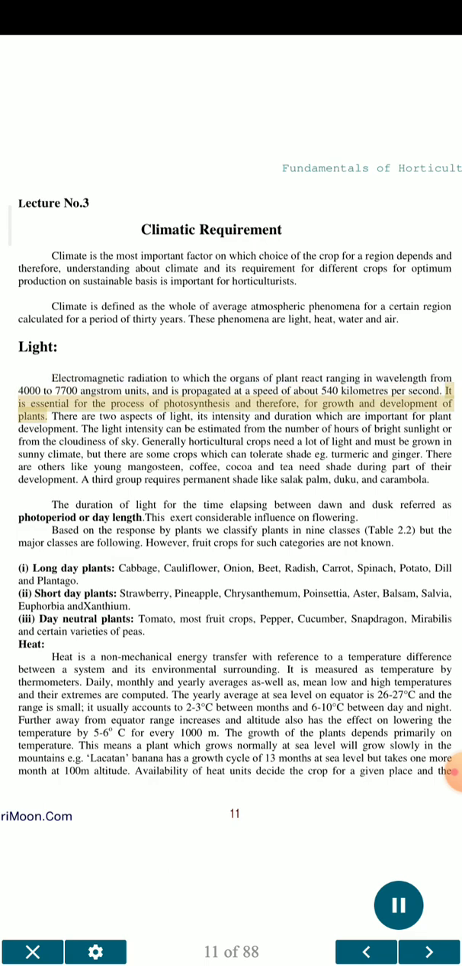It is essential for the process of photosynthesis and therefore for growth and development of plants. There are two aspects of light, its intensity and duration, which are important for plant development. The light intensity can be estimated from the number of hours of bright sunlight or from the cloudiness of the sky.